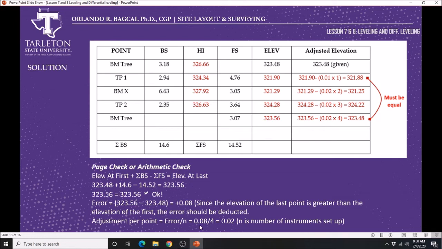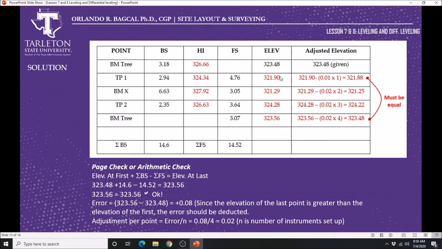Now, to apply the adjustment, you just need to have your error, which is 0.08 divided by 4, which means that you will be applying 0.02 per given setup. However, as you do the setup, it must be cumulative. That's why if you are moving into the second point, you have to double the error. As you move into the third, you have to triple the errors. And that's what we have here in this particular column, the adjusted elevation. So this is the 323.48. We are not going to adjust that because that's a given.